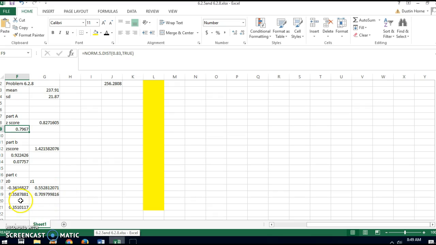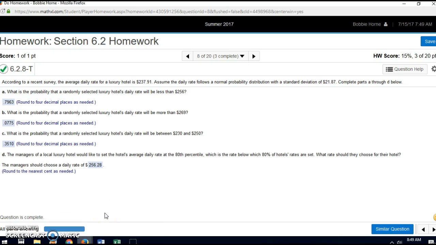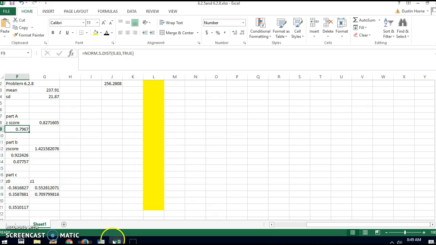Let me look and see if part C comes out. Yeah, part C came out. So once I found my probabilities for both, I would take the biggest and subtract out the smallest. And this would be my probability, 0.3510.